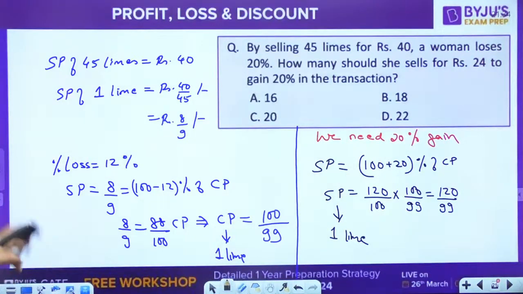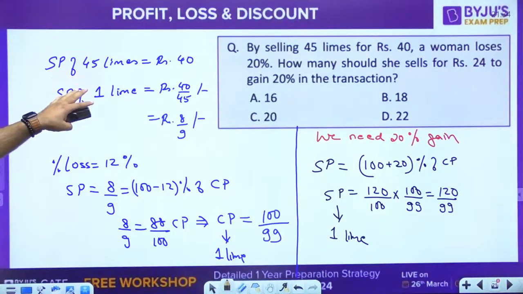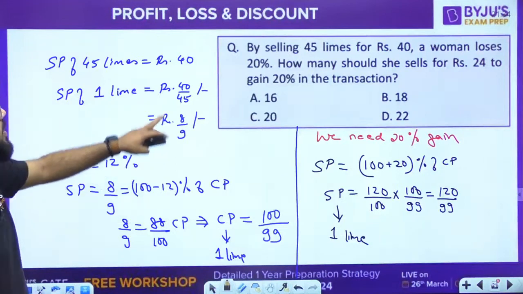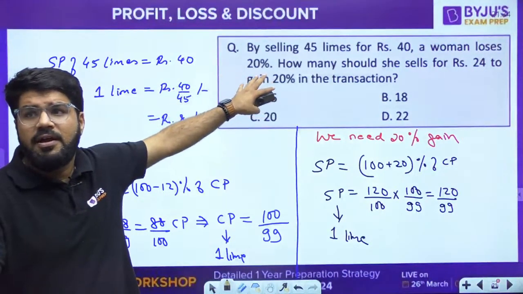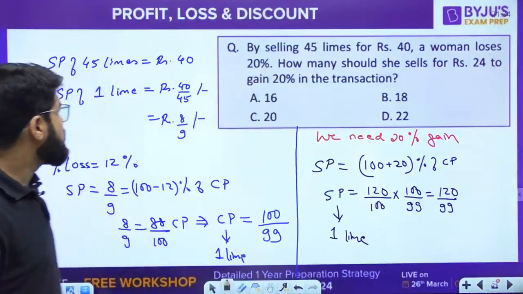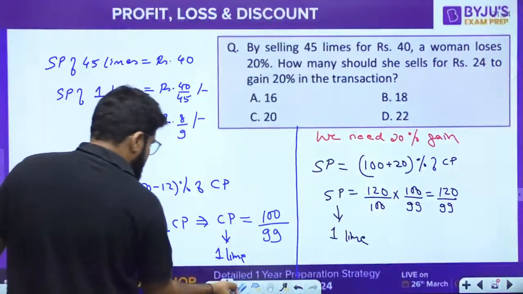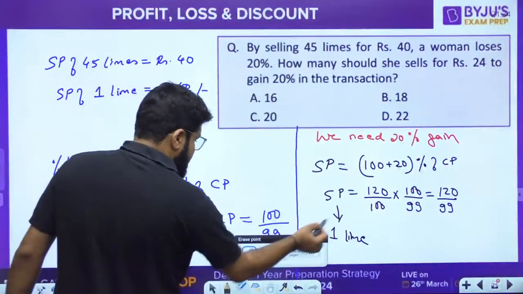Has some mistake happened? 45 limes for a 40. Okay, the woman loses 20%. Yes, it is 20%. The data was not read correctly, I think. It is not 12%. Yes, guys, so there is a correction here.